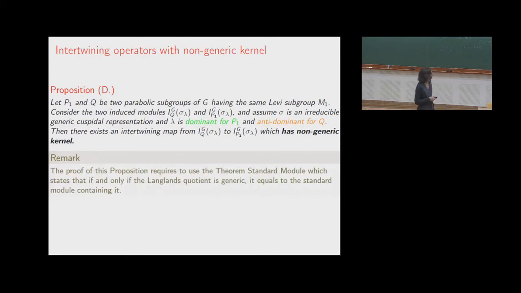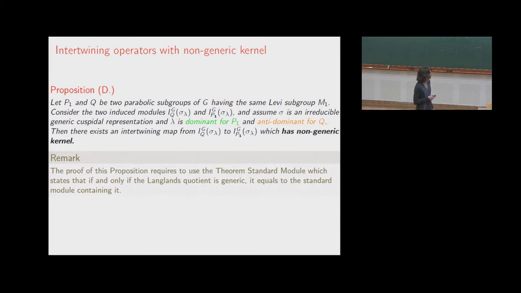So I want to have more precisely non-generic kernel intertwining operators. And I will explain in the next slide how to use Harish-Chandra to understand this intertwining map. So let's say we have two parabolic subgroups having the same Levi subgroup M1, and you look at two induced representations where you fix λ. This λ here has to be dominant for P1, but anti-dominant for Q, which means in the closure of the negative Weyl chamber.